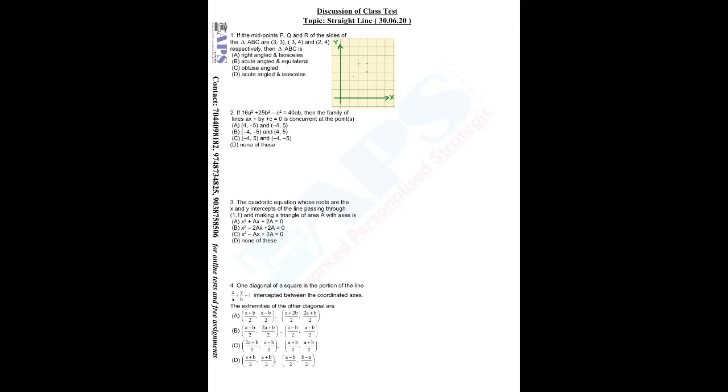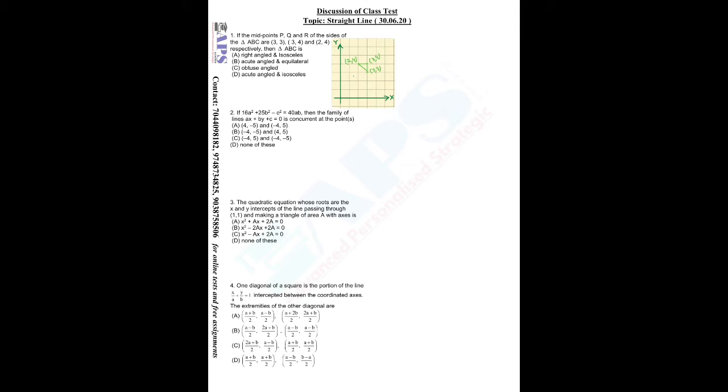If I join them, then we will get a triangle like this, which is actually the triangle made by the midpoints of the triangle ABC. This is PQR. So this is 3, 3, and this point is 3, 4. So the distance between them is 1 unit. This is 2, 4. So this triangle is right angled as well as isosceles.